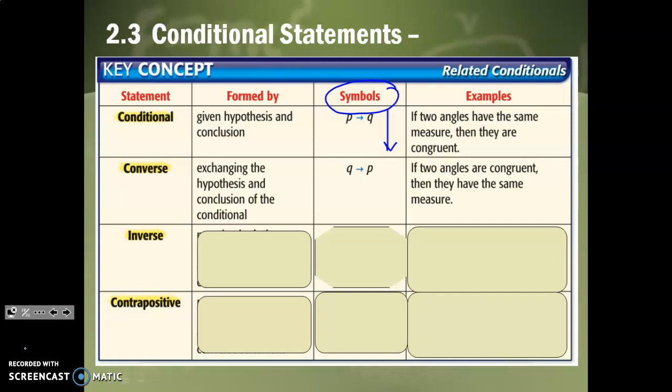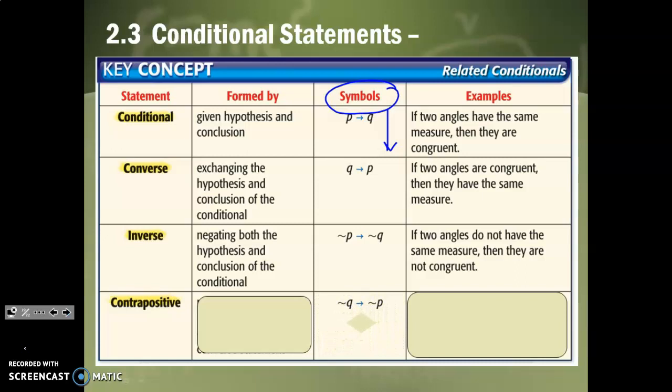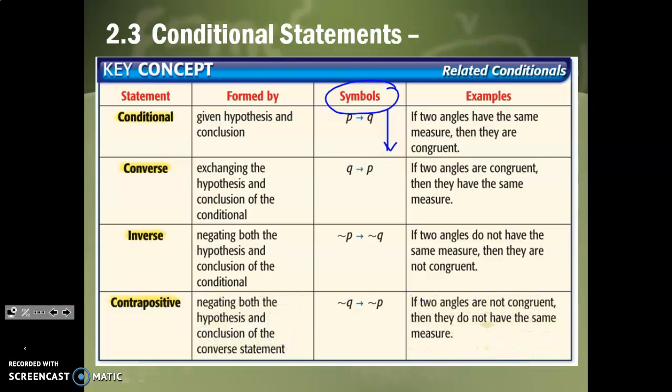Inverse, now we go back to the original. P implies Q, but they're both the negations, or not P implies not Q. So inverse is the not of the conditional. In the example, you see the word not being added to the statements. And the contrapositive, again, all we're doing is flipping around, so therefore not P implies not Q, or not Q implies not P. So then we flip the conditional around there too.